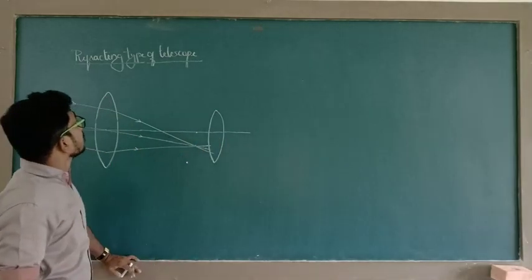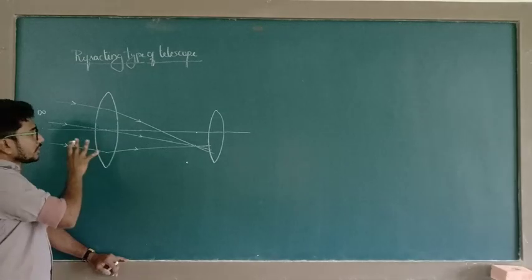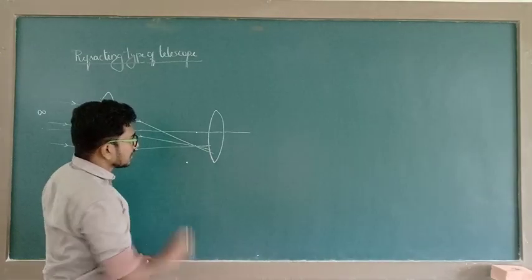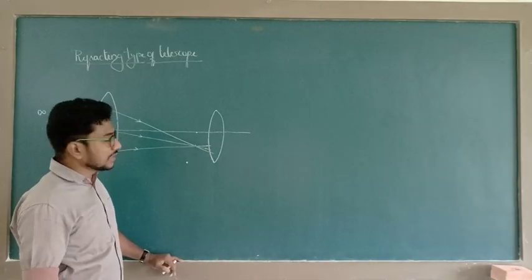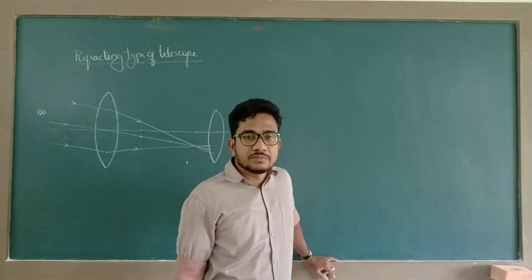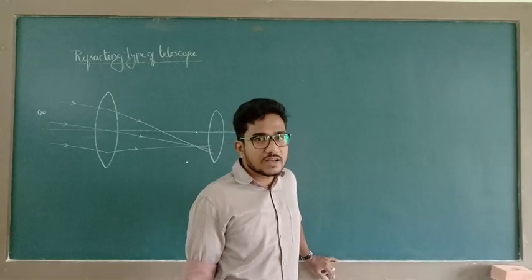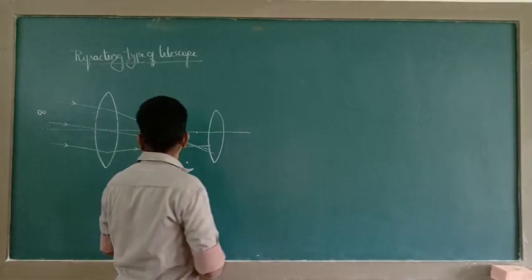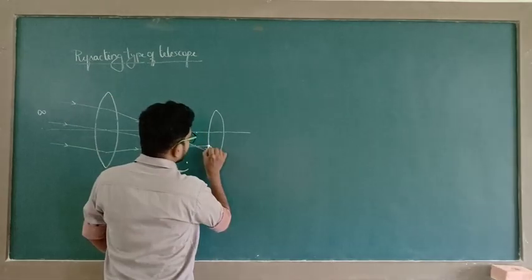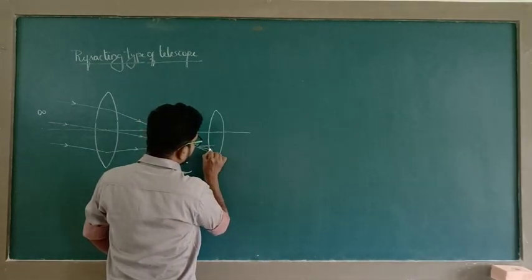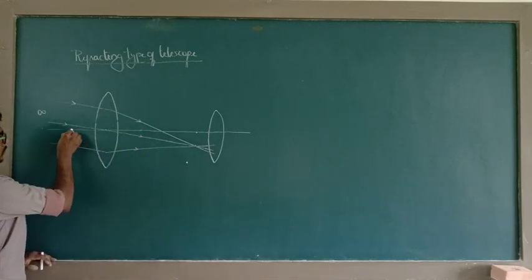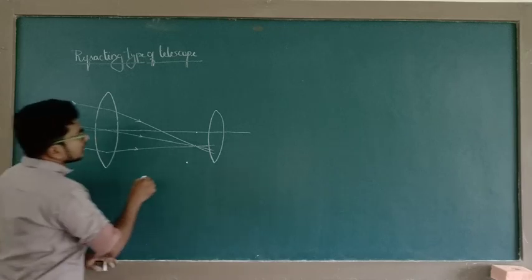So in case of telescope, the objective has a greater focal length and aperture as compared with the eyepiece. But in case of compound microscope, the focal length of the objective is less than the focal length of the eyepiece. So here, the final image lies at least distance of distinct vision. So this is the image.